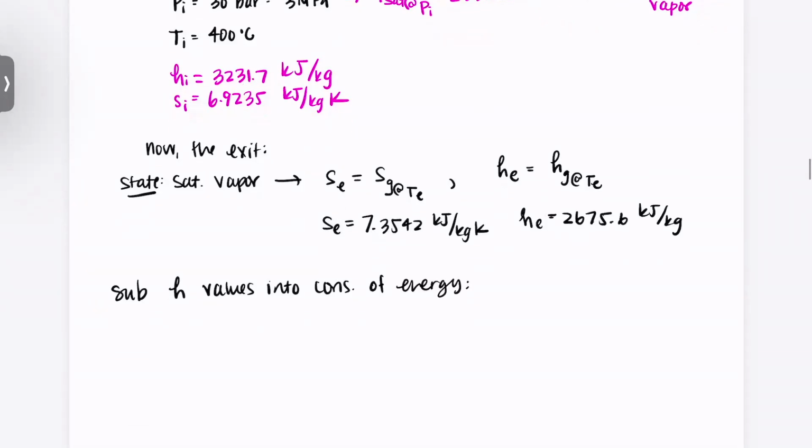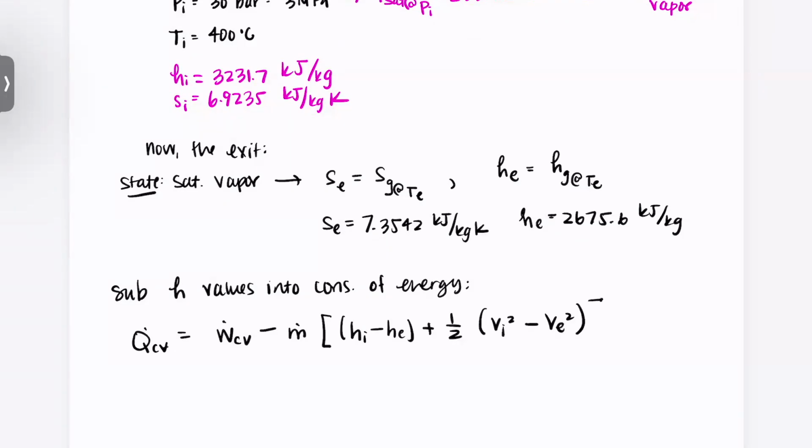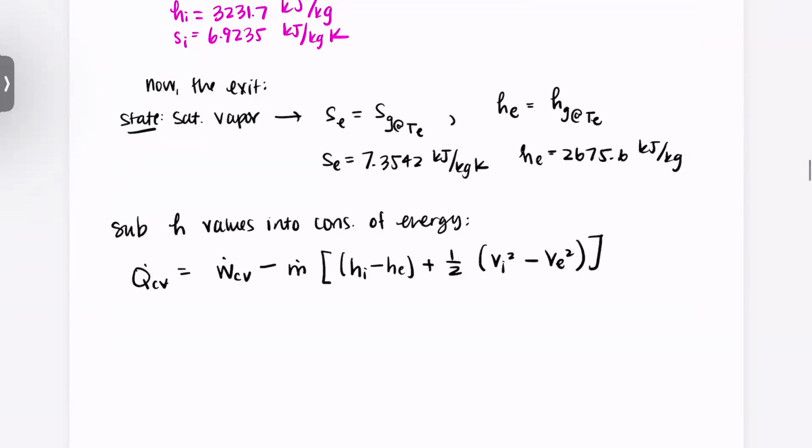And what we get is that Q dot CV is equal to W dot CV minus M dot times HI minus HE, which we have these now, plus 1/2 VI squared minus VE squared. All right, so I'm just going to plug all of this in.